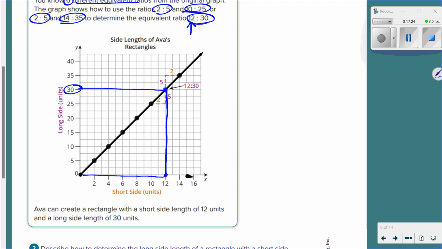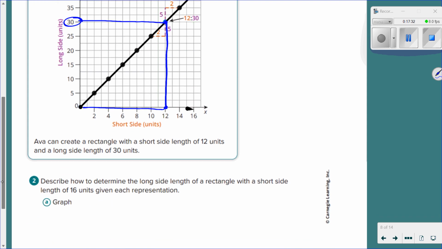Does that make sense for you guys? At least those of you that are actually on the right page. So she can create a rectangle that is 12 by 30. Does that make sense? Which part doesn't make sense?